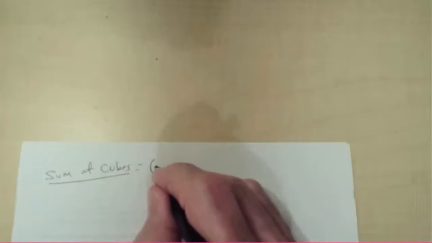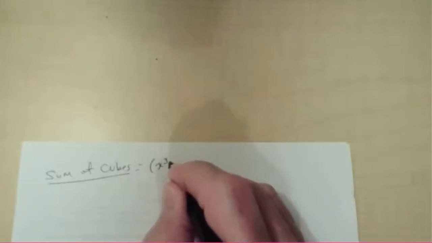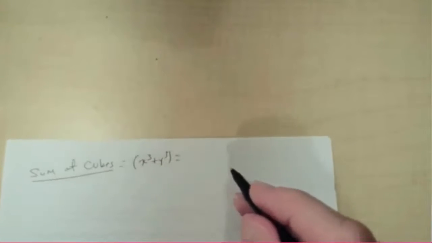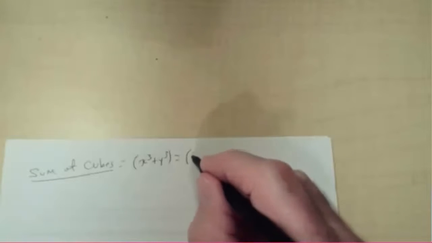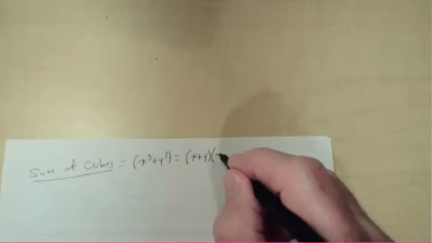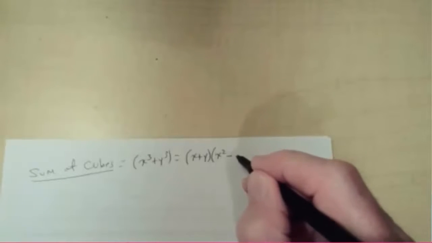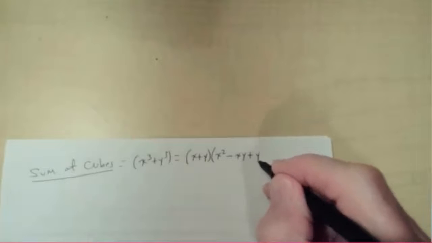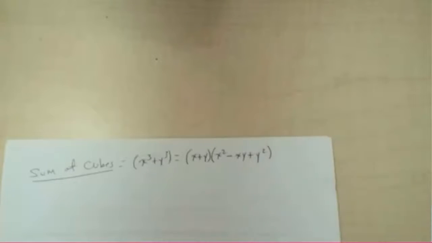And the sum of cubes formula is x cubed plus y cubed equals x plus y times x squared minus xy, just the opposite of what this is, plus y squared. Okay? That's the formula.